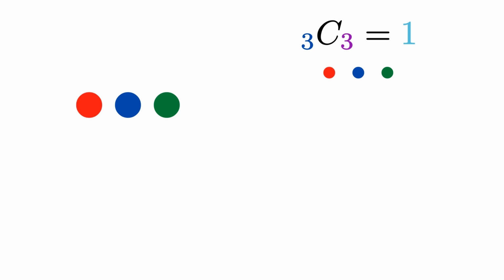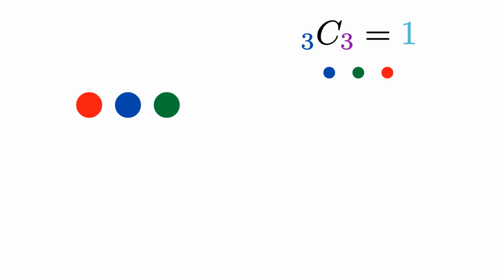And yes, you got a point. Yes, we have it ordered specifically as red, blue, and green. But I want to note that whether it's ordered red, blue, and green, or green, red, and blue, or blue, green, and red, this all represents the same combination. Because remember, with combinations, we're only concerned with the items in the group, not the way they're arranged. And there you have it. That's basically what a combination is.